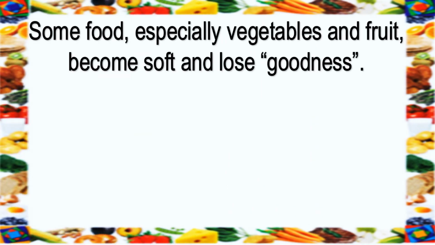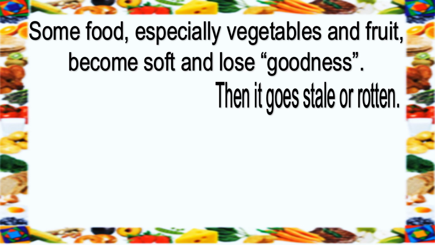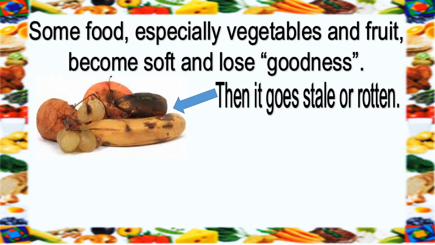Some food, especially vegetables and fruit, becomes soft and loses goodness. So when you say goodness, it means it doesn't taste good anymore. There's an aftertaste that you will not like if it's not fresh. Then it goes stale or rotten. For example, look at this picture. These are fruits that became rotten because what? Because they are not fresh anymore.